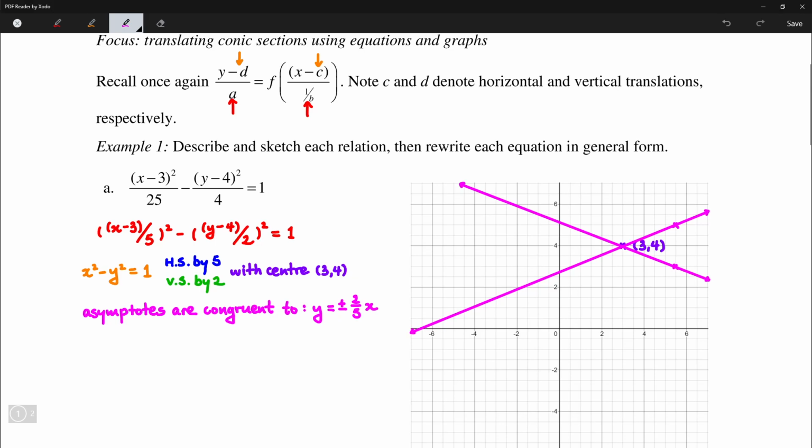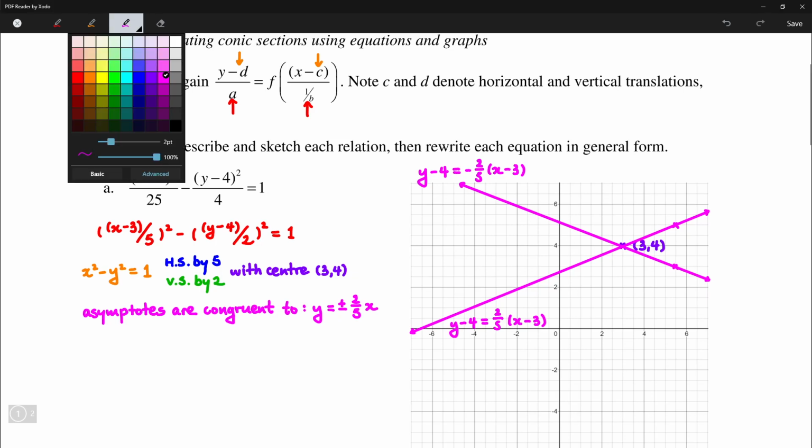Okay, so we can also include the equations for the asymptotes in point slope form. So that will be y minus 4 is equal to negative 2 over 5 and then x minus 3 for the negative slope line. And then for the positive slope line, we have y minus 4 once again, and then it's equal to 2 over 5 x minus 3, which tells us that the line has slope of 2 over 5 and negative 2 over 5 respectively, and that it goes through the point 3, 4, which we know it does.